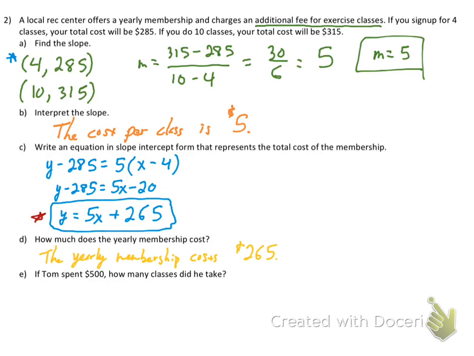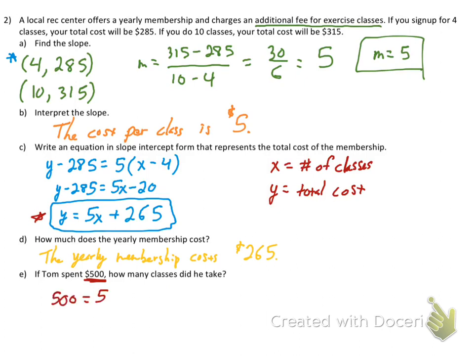I can use this linear model in order to interpret or predict things for the future. If Tom spent $500, how many classes did he take? So if Tom spent $500, am I going to plug that in for y or for x? It's important to know that up here, x represents the number of exercise classes, and y represents the total cost. If you understand what those variables represent, then you'll know where to plug in that 500. That 500 is Tom's total cost. So I'm going to plug that in for y.